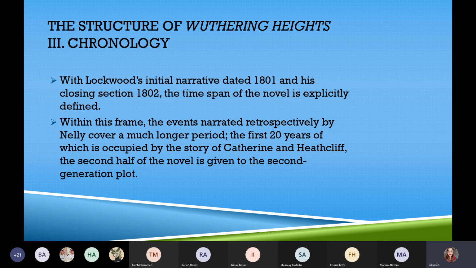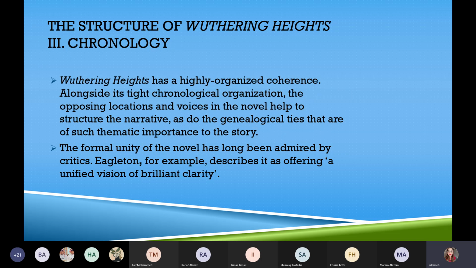We have a plot for the second generation, and we have a plot for the first generation. The novel basically begins when Catherine is already dead, and it begins with the second generation. We go through the story, and then we go back to the present time.